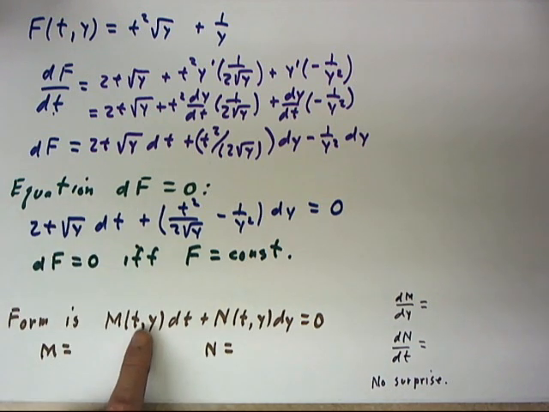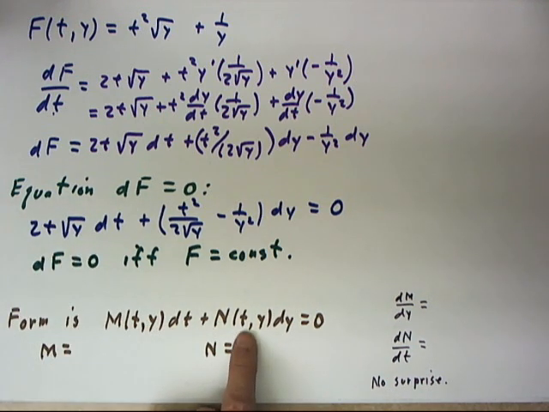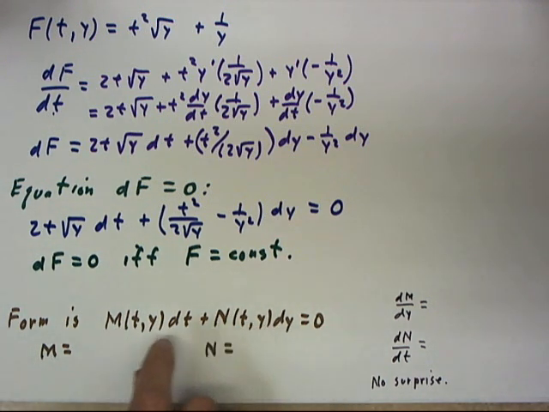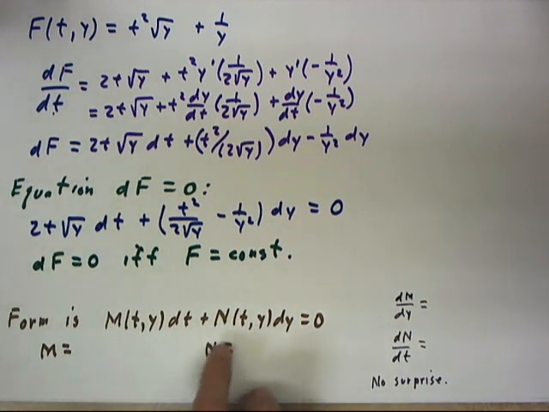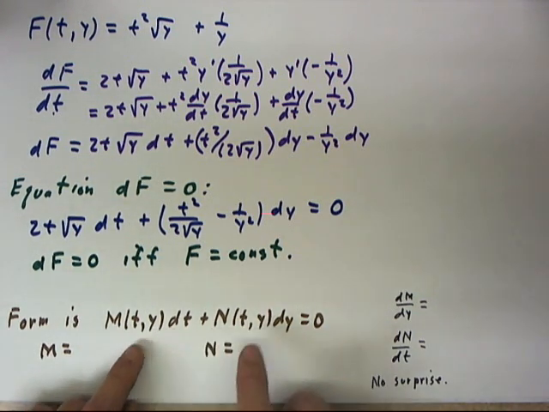Once more, the form of this is m of t,y dt plus n of t,y dy, and I sometimes reverse the roles of m and n. I don't always get them the same as the book, and I think I'm in a different order from the book here, maybe in a different order from the last clip, but that really doesn't matter as long as you're careful about what means what.